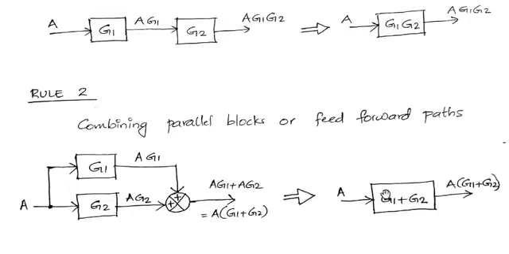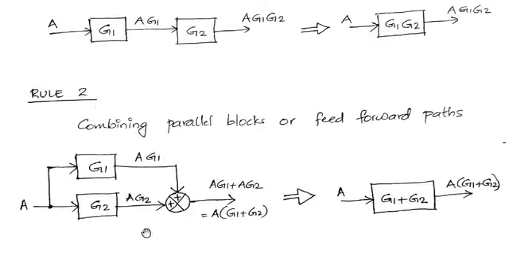Moving on to rule 2, combining parallel blocks or feed forward paths. You have to be very careful when dealing with feedback and feed forward. Feedback means you have to look at the direction of the signal. Okay, you have to look at the arrow mark. Feedback means the signal will be traveling from the output side back to the input side. Okay, so that is feedback. If the signal is moving from input side to the output side, then it is feed forward.